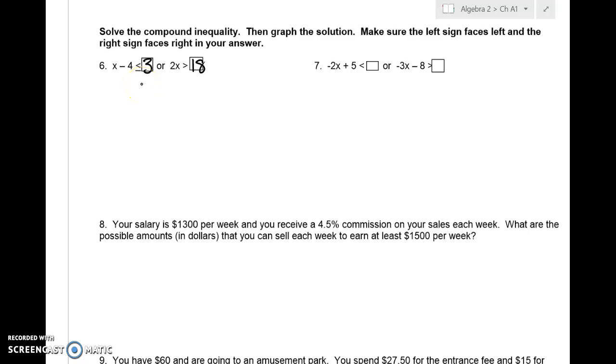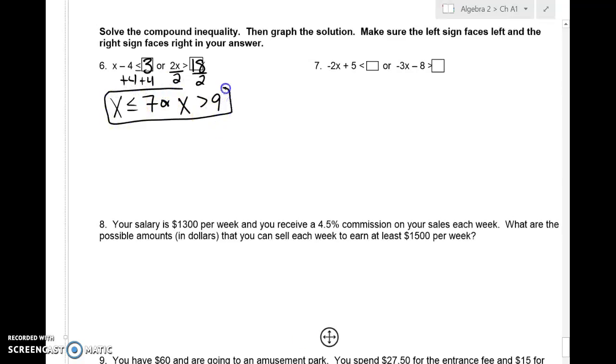So our first one, x minus 4 is less than or equal to 3. We would add 4 on both sides to get x is less than or equal to 7. The other one, we would divide both sides by 2 to get x is greater than 9. Put the word or between your answer, and you've got your solution.